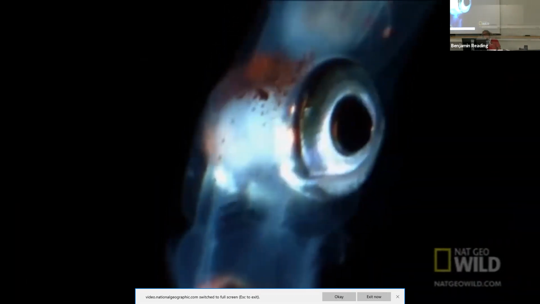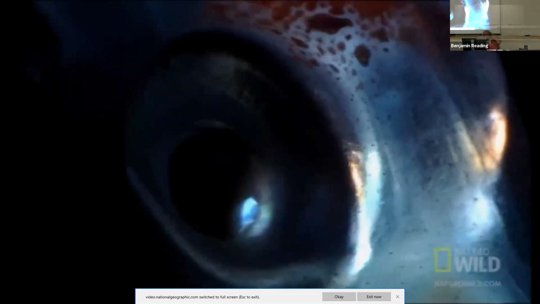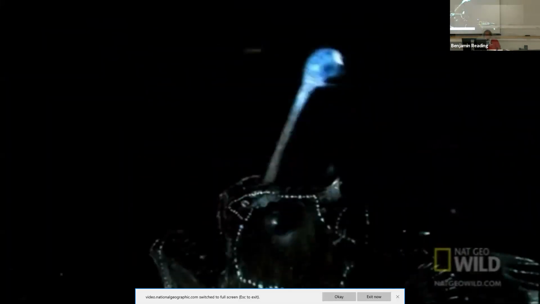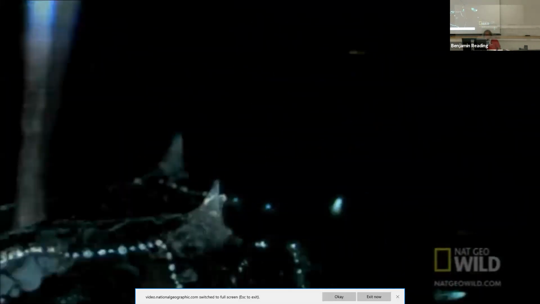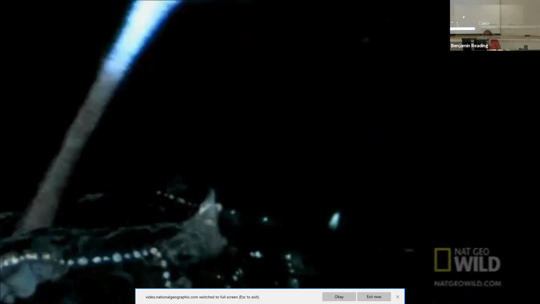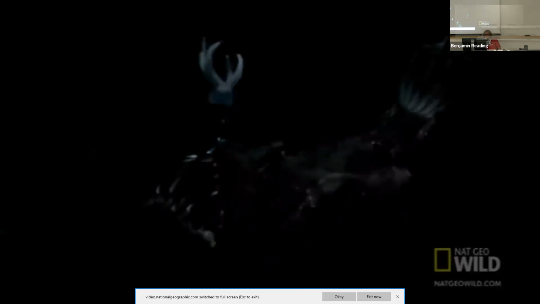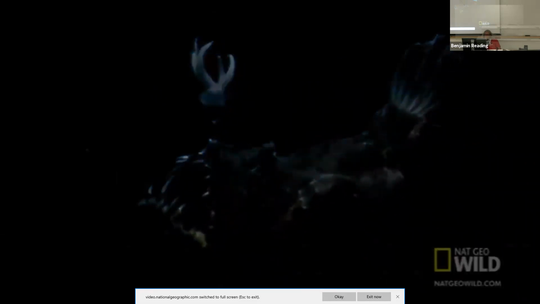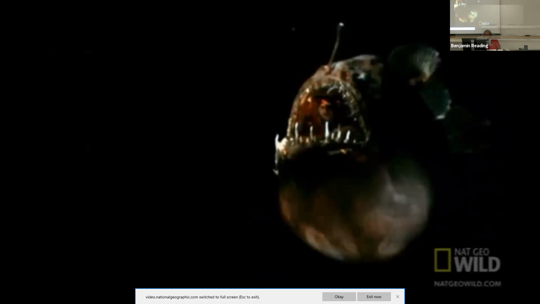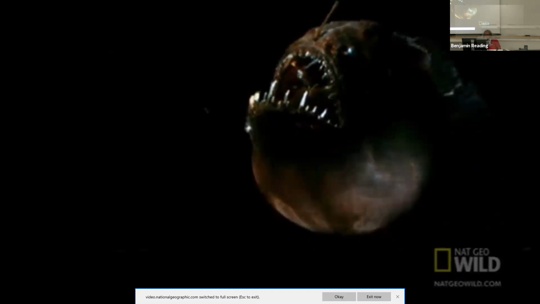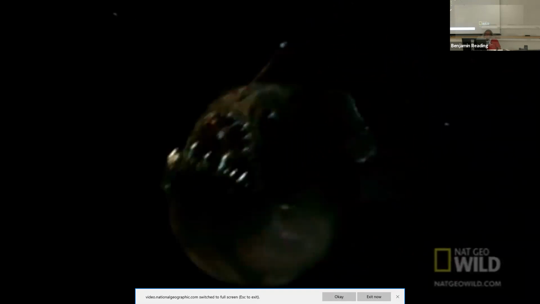This squid thinks it's found an easy meal. A fatal mistake. The squid was smaller than the angler, but had it been bigger, the anglerfish is prepared. This far down, meals are few and far between, so to make the most of every opportunity, this anglerfish has evolved a distending jaw and expandable stomach.